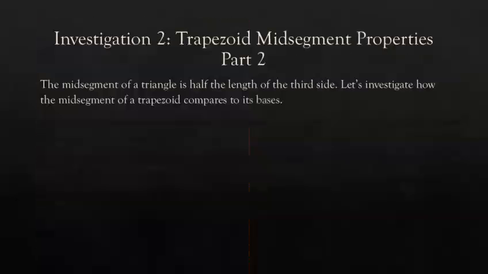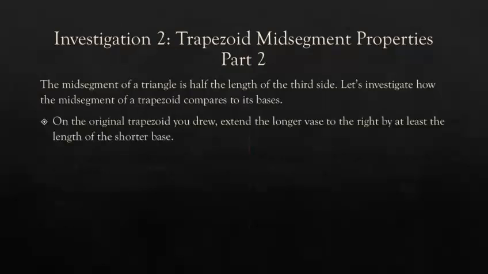So let's keep going. The mid-segment of a triangle is half the length of the third side. That's what we found in the first investigation. So how do you think the mid-segment of a trapezoid compares to its bases? In our picture, one base was short and one was very long, and we know that the mid-segment was between the two.